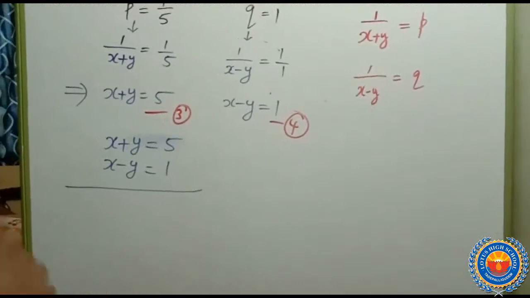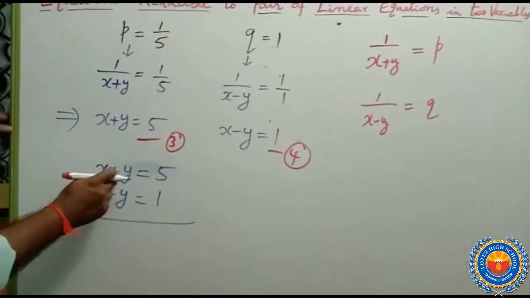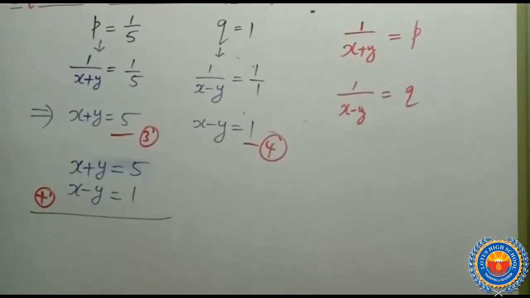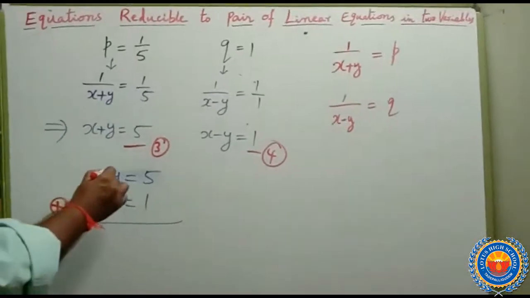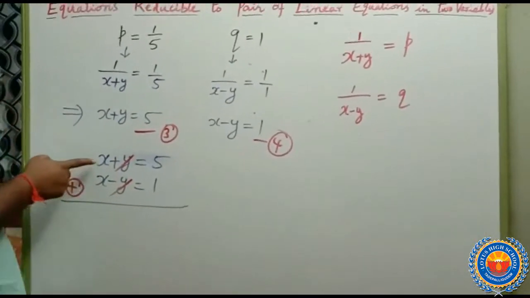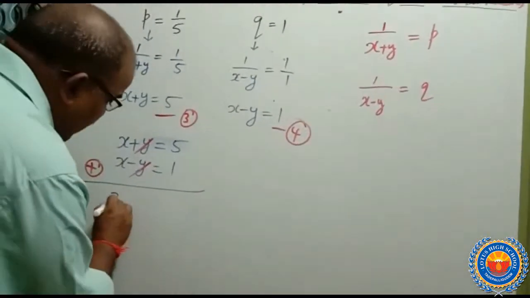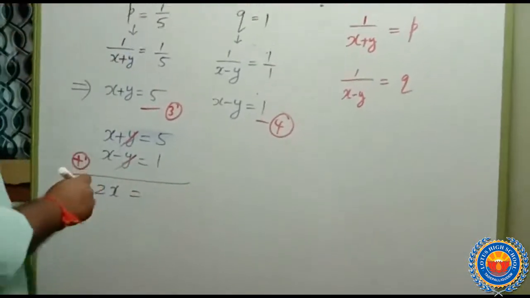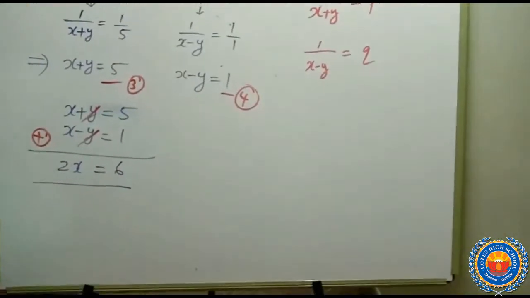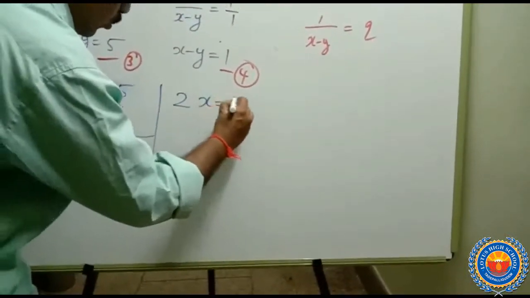Here again you have to go for addition. Why? Because same symbols are there: here plus 1y, here minus 1y. That's why addition only. So listen carefully. Plus y and minus y will be cancelled. Here plus 1x plus 1x is 2x, so 2x is equal to 5 plus 1, which is 6. Just now we got 2x is equal to 6.